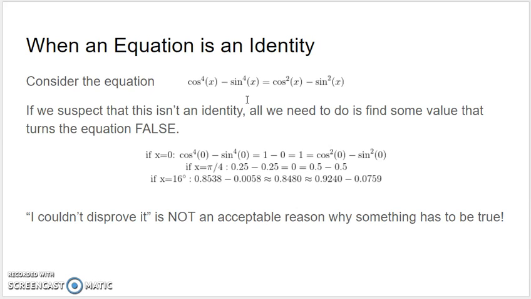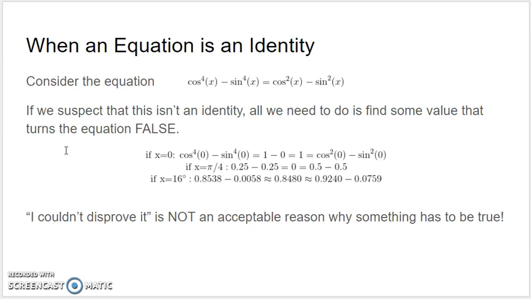So, suspecting it's not an identity, I pick some values to make it be false, or at least in the hopes that it will be false. So I tried x equals 0. There's cosine fourth of 0 minus sine fourth of 0. Well, that's 1 minus 0, which coincidentally is the same I would get for cosine squared minus sine squared. So that one actually works.